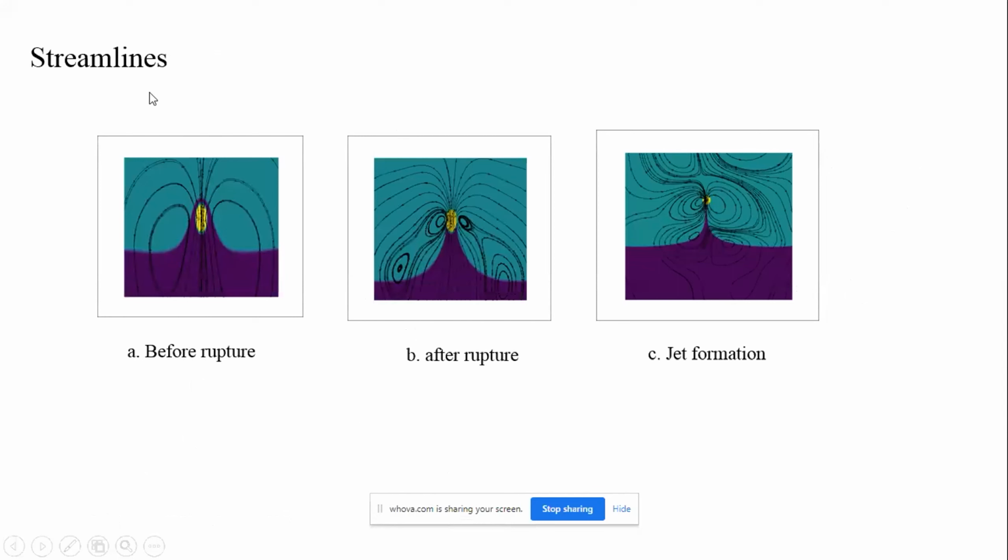These are a few streamlines before rupture, after rupture, and during jet formation. These are the streamlines at different stages.